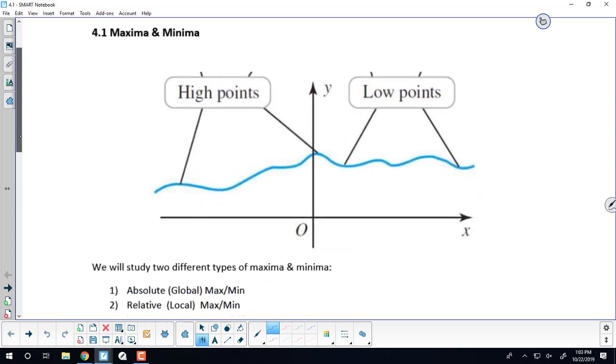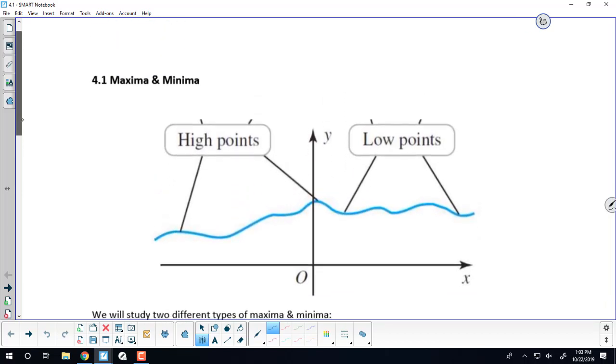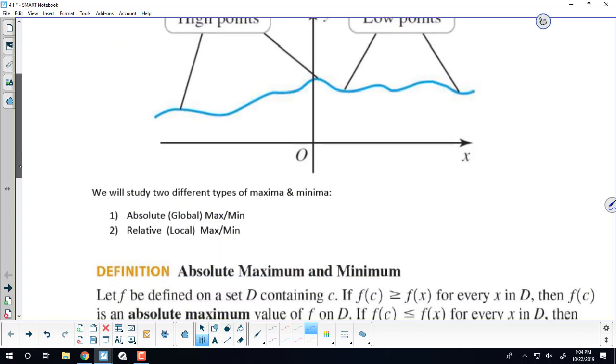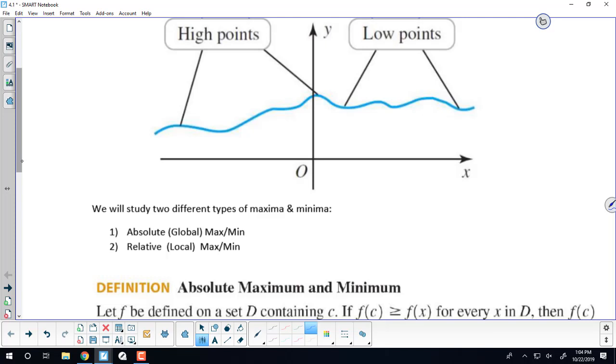So 4.1 is about maxima and minima. Sometimes instead of saying maxima and minima, they'll say extrema. So the highs and lows should be fairly intuitive if we looked at a graph. What are the high points, what are the low points. We're actually going to look at two different types of extreme values. One of them is an absolute, sometimes called a global, maximum or minimum, and the other one is a local or relative maximum and minimum.